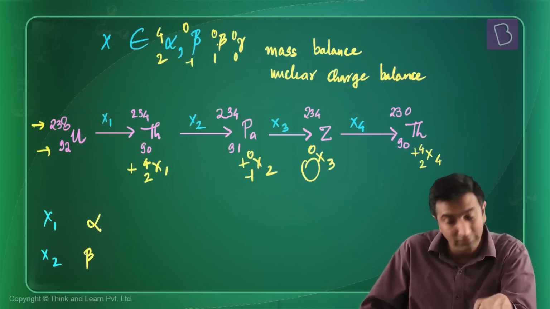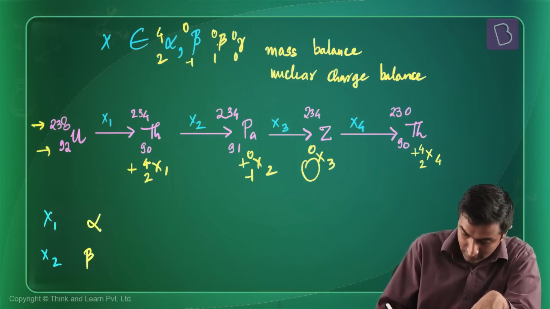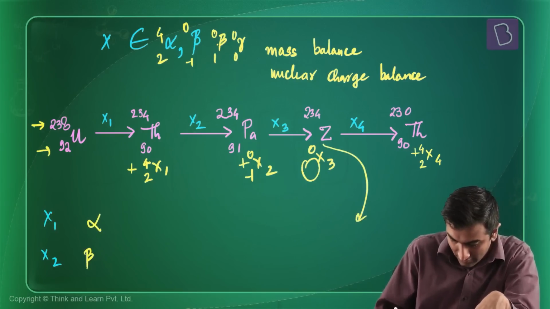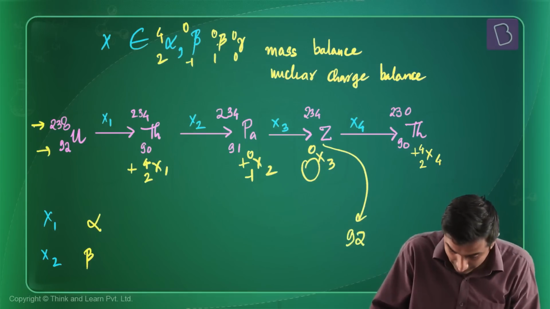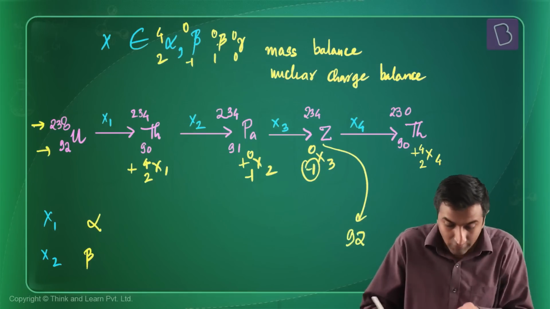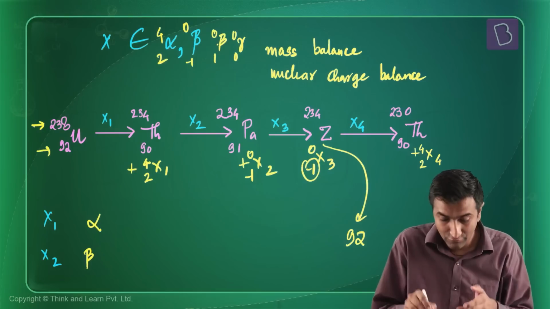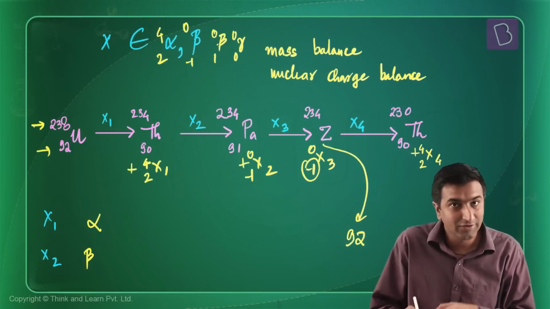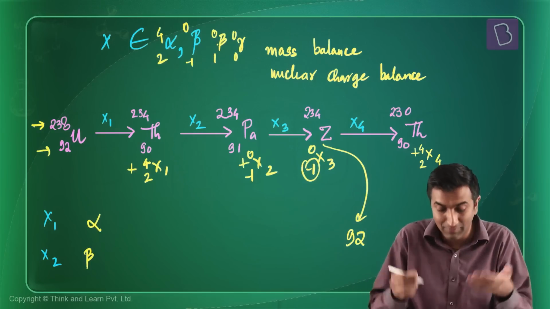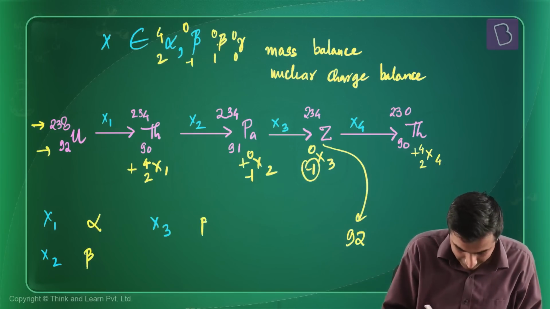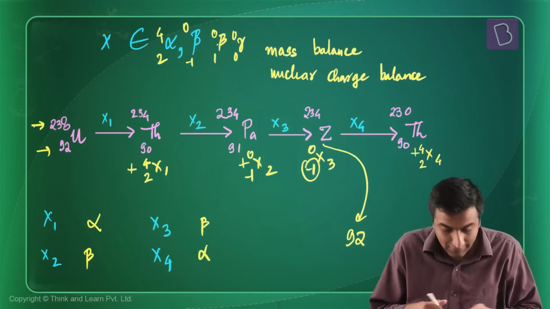So therefore, if I know that this is 2, then this must be, let me just draw an arrow and tell you that this is 92. Once you have that, that means that X3 must have a nuclear charge of -1. Only then does the nuclear charge make sense. I have 91 on Pa, which means that Z plus X3 should also be equal to 91. Now, if Z is 92, then X3 must be -1. So there you go. X3 is beta and the last one is alpha.